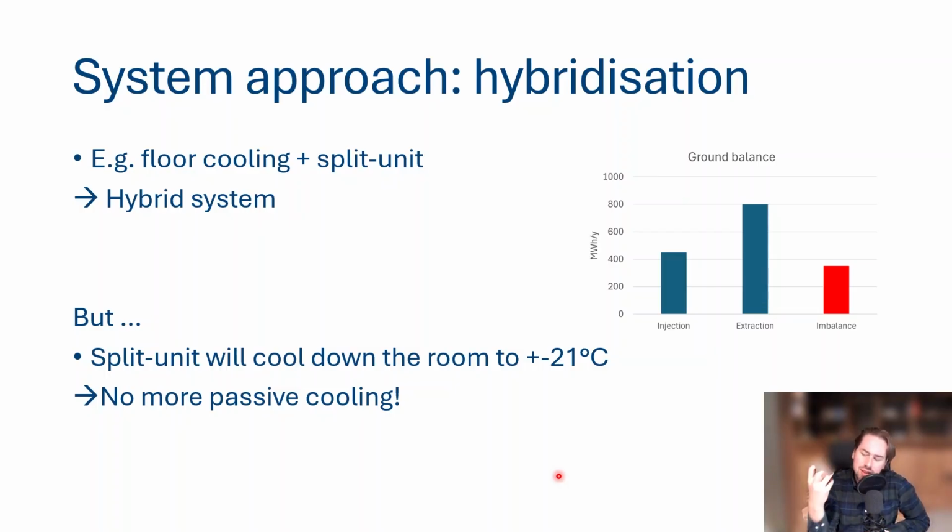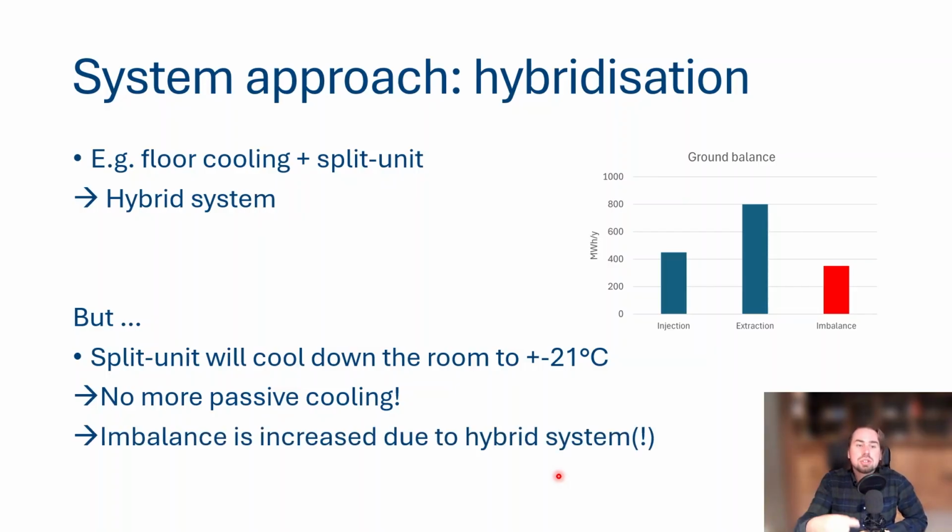So the problem is that in this case, when we use our split unit for peak cooling, there is an increased demand in imbalance. So what we do is we decrease the amount of injection because part of it is taken away with our split unit, and our imbalance will grow, and hence will be the consequences for our geothermal design.